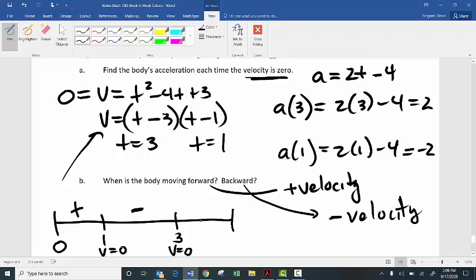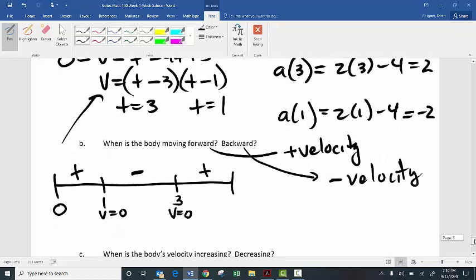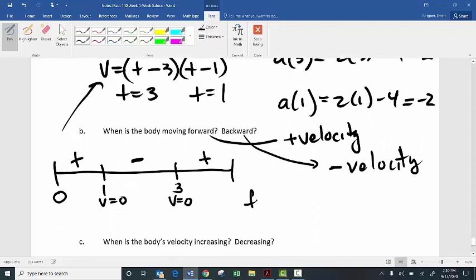And then if you put a time like 4 in over here on the end, and this goes out to infinity, I just kind of stopped it here. If you put 4 in, you get a positive times a positive, which is a positive. All right? So now you can see where it's moving backwards and forwards. So we'll just put a little forwards here.